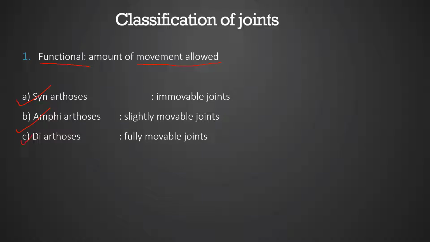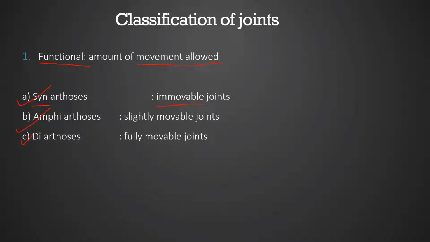So basically in anatomy, the term syn gives us an idea that it's fused. So, synarthrosis is the type of joint in which there is immobility. So, it's a kind of immovable joint.